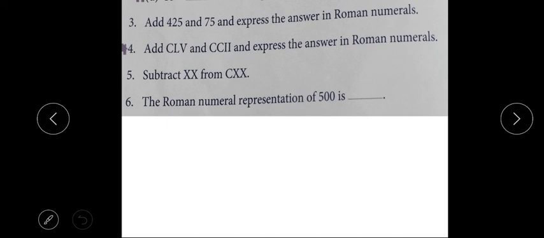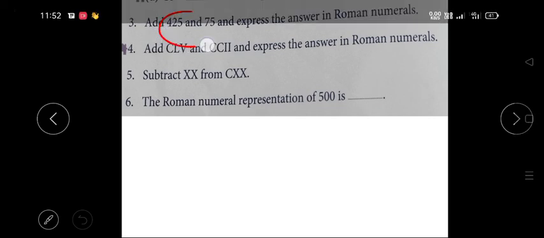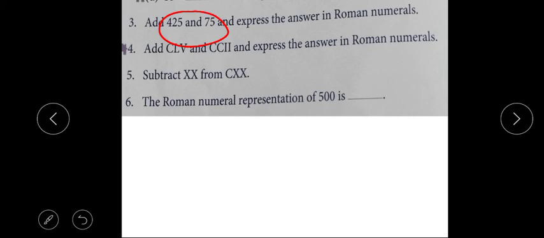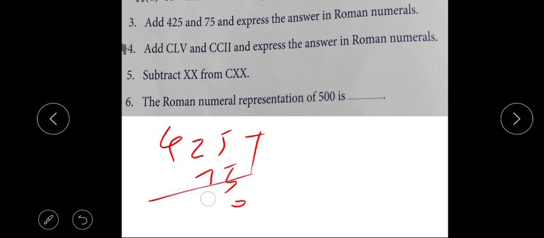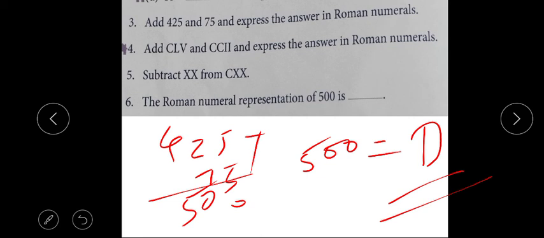We have completed the first two questions. Next, third question: add 425 and 75 and express the answer in Roman numerals. So we have to add these two numbers and express the answer. 425 plus 75 is equal to 500. What is the Roman numeral for 500? L is 50, C is 100, and D is 500. So the answer is D. We add both and convert to a Roman numeral: adding both gives 500, and the Roman numeral for 500 is D.